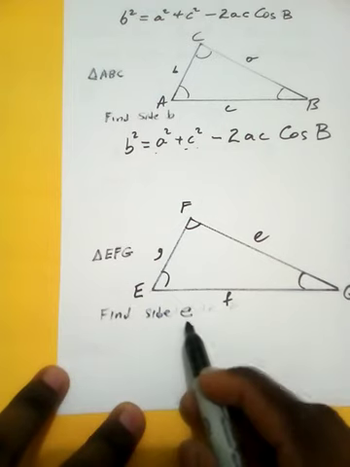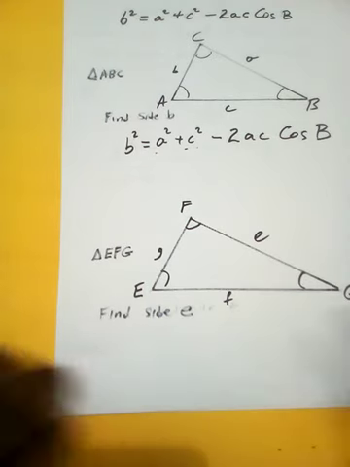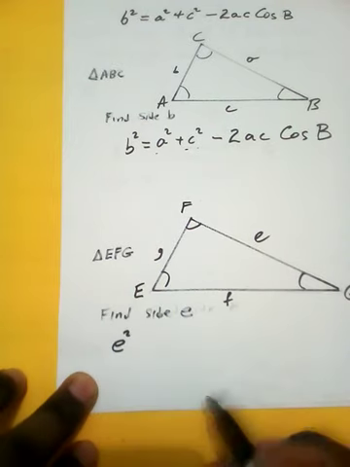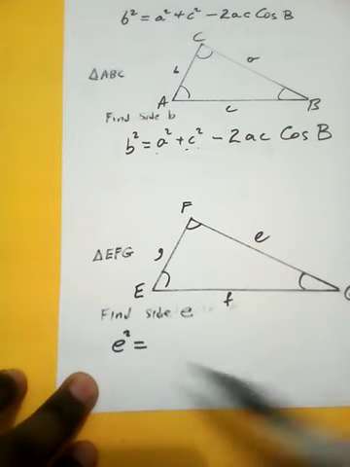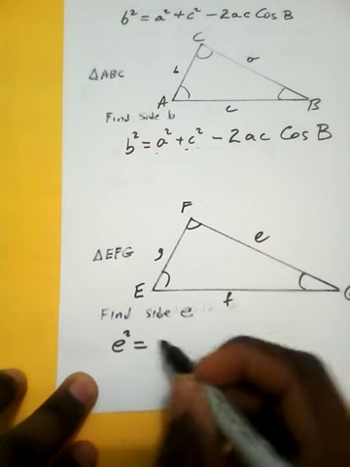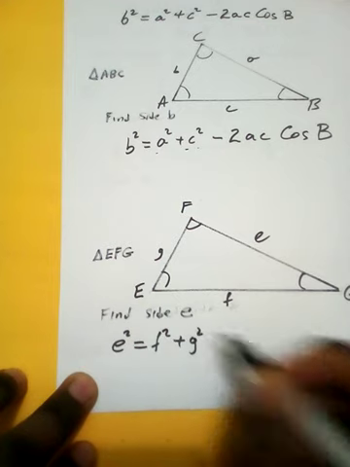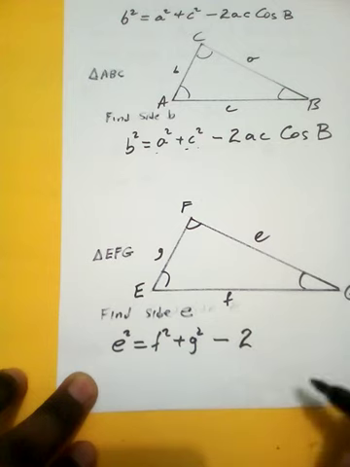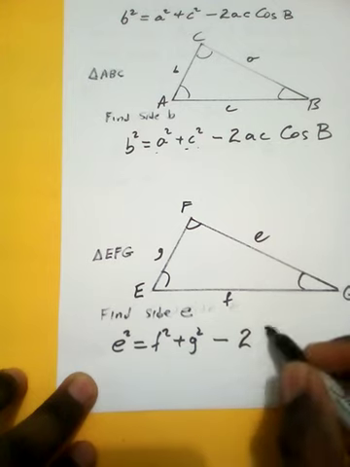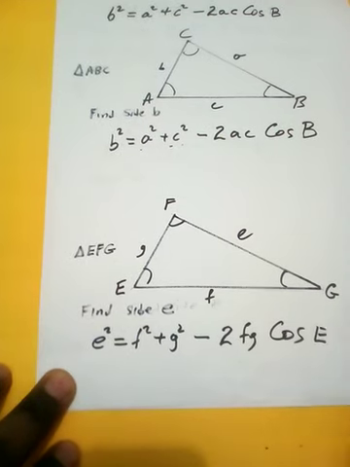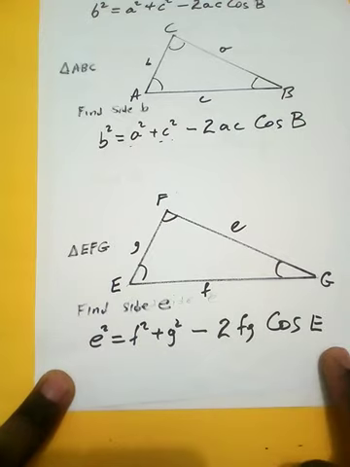But if they say find side e, that means you're going to create the formula based on the reference of side e. So what do we start with? e squared is equal to, if I start with side e, which two other sides remain? f and g. So f squared plus g squared, small letters, minus 2 multiplied by whatever side is there, fg. Then we'll cos, what did we start with? e. Then we'll have capital E, and that's how the formula is created.